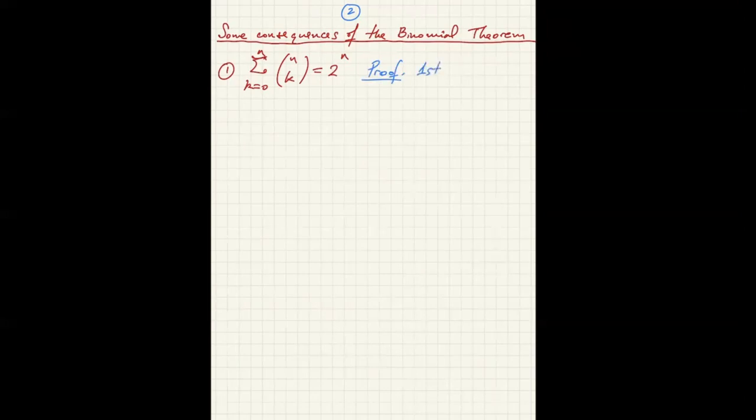So the first proof is you look at the binomial formula, which is x plus y to the power n equals the sum of k equals 0 to n of n choose k, x to the k, y to the n minus k.